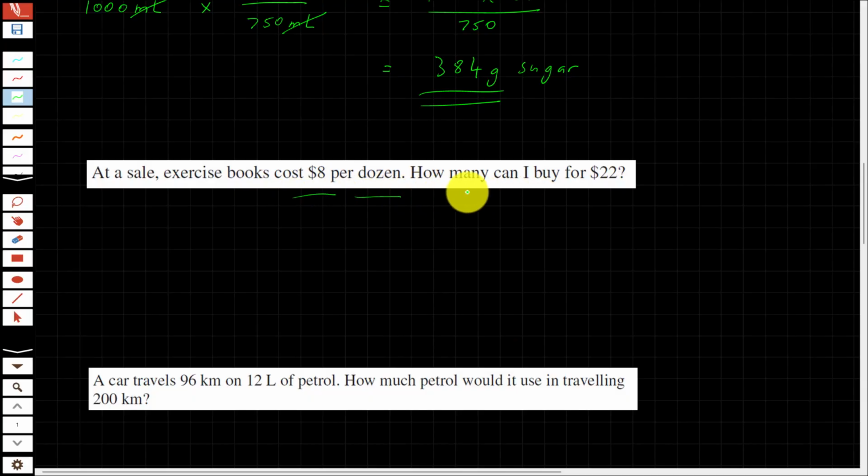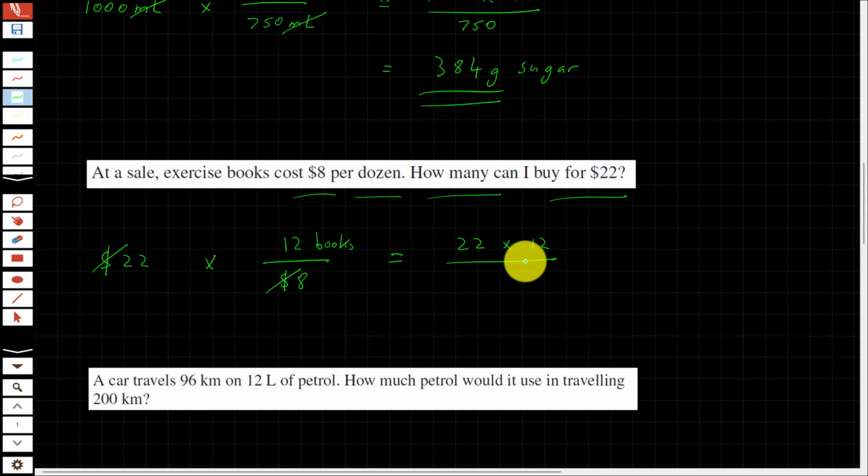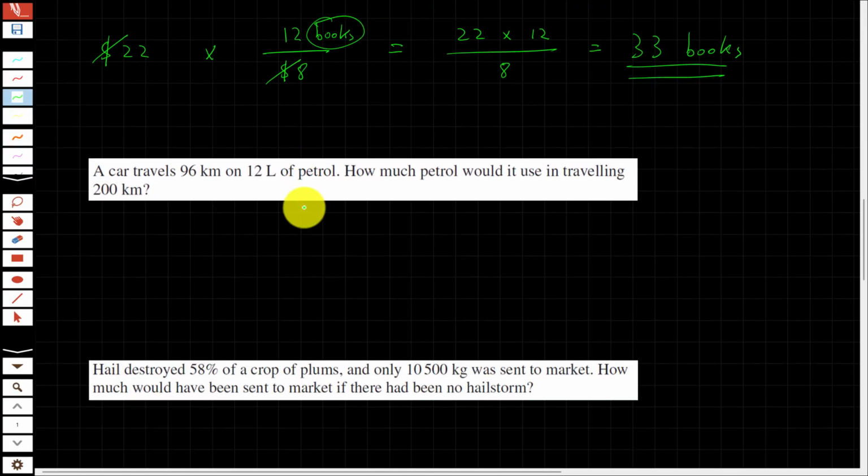Here we have exercise books, cost $8 per dozen. So $8 per dozen, that is the rate, and we need to know how many we can buy for $22. So we need the dollars to cancel out because we want to know how many books. So we put our rate there as a fraction, cancel out the dollars, multiply through the numbers and divide by that 8, we'll get the number of books. So 33 books per $22.